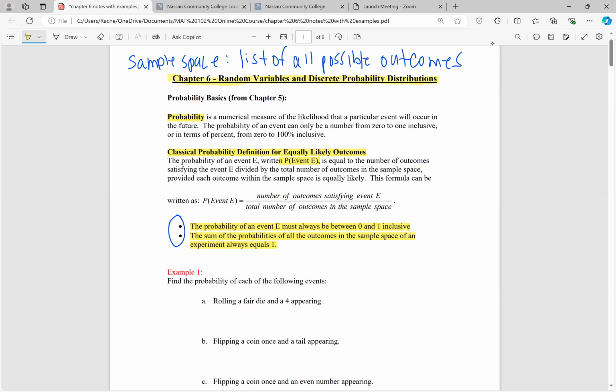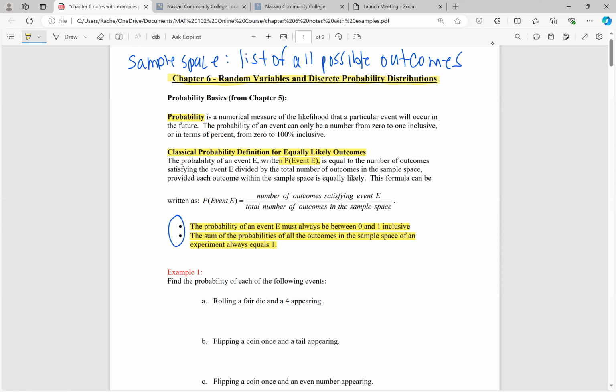So for example, when I flip a coin, there's 2 possible outcomes, right? Heads or tails. Each one has a 50% chance of occurring, or 0.5. If I were to add up the probabilities for both those 2 different outcomes, 0.5 plus 0.5, that's equal to 1. So that's what I mean when I say the sum of the probabilities of all the outcomes in the sample space of an experiment always has to equal 1.